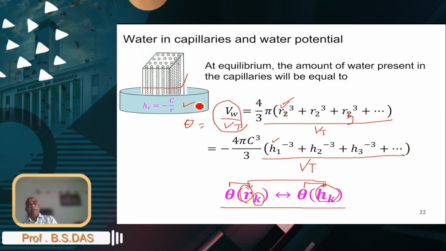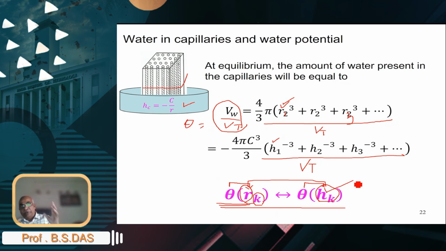So at every hydrostatic equilibrium in soil, the amount of water which should be present would be uniquely linked to this HC. But what is HC? H is a measure of the potential energy per unit weight of the water. So here is this unique linkage between the water content, the volume of water, and the energy with which it is held by the soil particles.